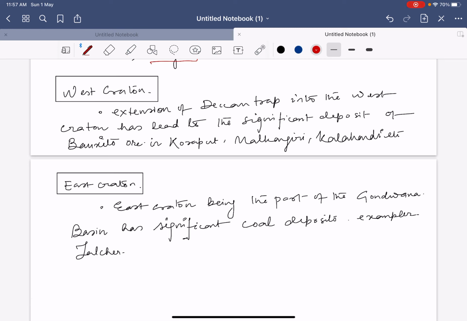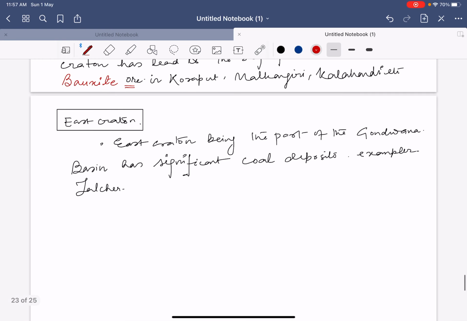Now, the western Craton is nothing but the extension of the Deccan Trap into the West Craton, and it has led to the significant deposit of the bauxite ore. Remember that bauxite is one of the major ores of aluminium. It's your bauxite ore.